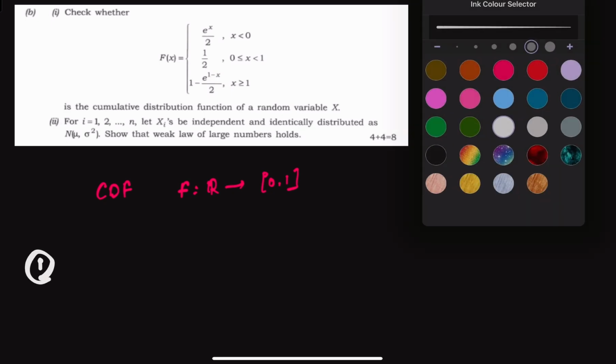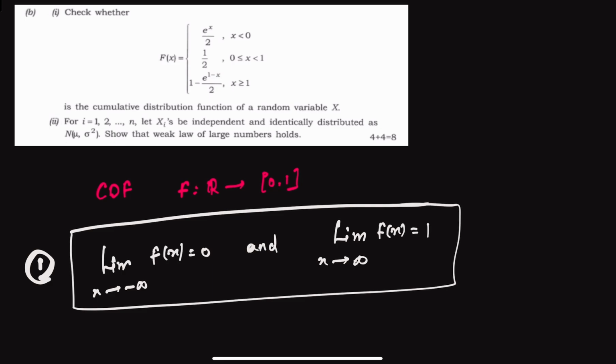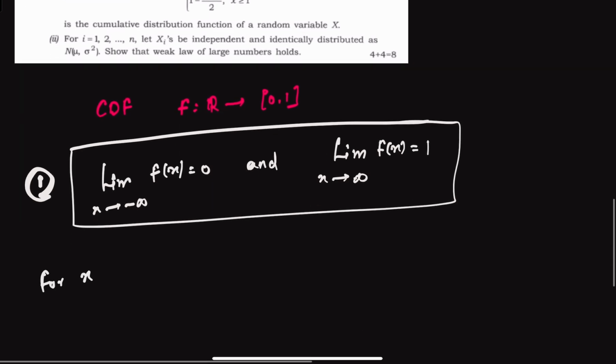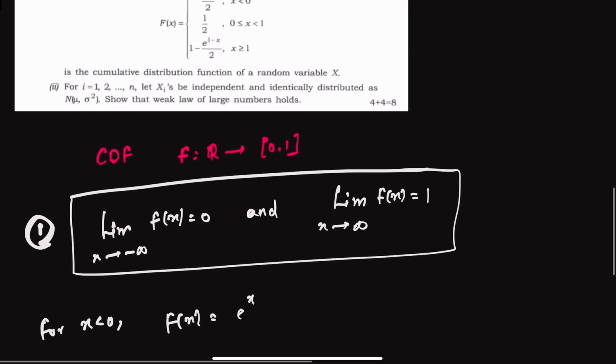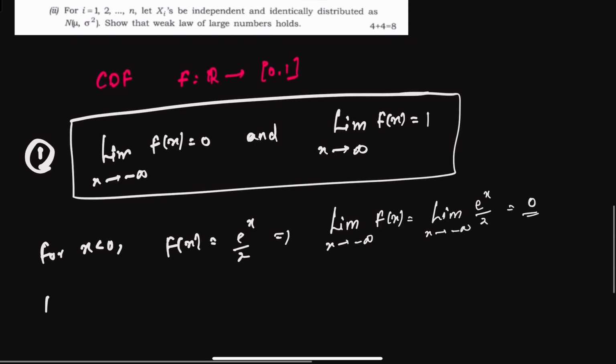So the first condition that we have here is the limit as x tends to minus infinity, f of x is 0, and the limit as x tends to infinity, f of x is 1. For x less than 0, f of x is nothing but e to the power x by 2. So if you find the limit as x tends to minus infinity of f of x, that is the limit of e to the power of x by 2, which is nothing but 0.